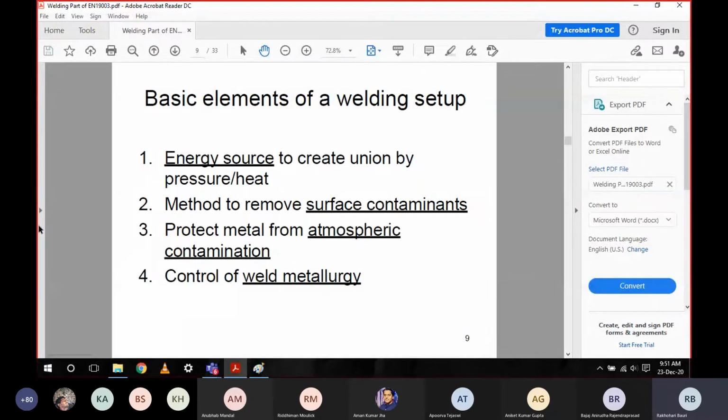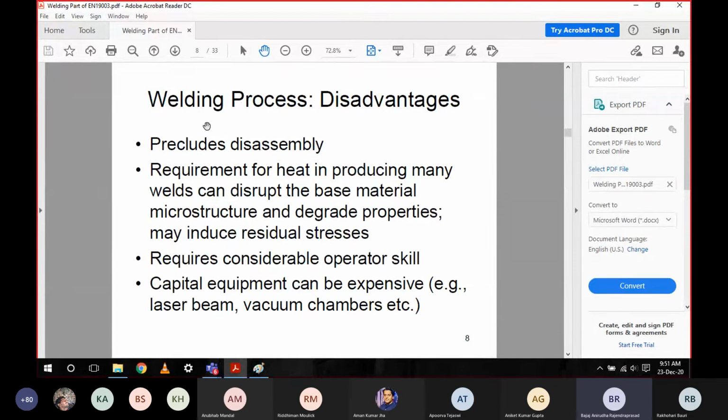Now, what are the basic elements of welding setup? You need an energy source. Actually, in disadvantages, the first point is that it precludes disassembly. But in brazing, we use a low temperature material to join them, so after heating, it will not be removed. Second kind of joining process is welding, which means it is a permanent joining.